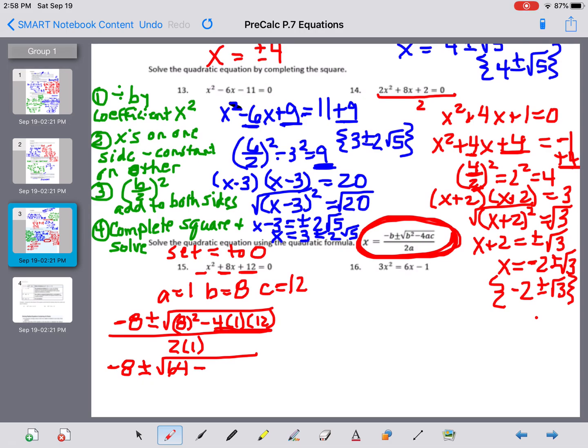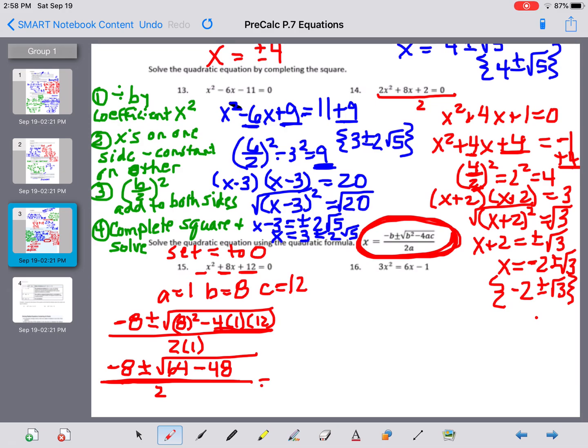And then I like to chunk the last 3 numbers together. These are all positive right now. 4 times 1 times 12 is 48. And I divide by the 2. Okay, and just a quick note. This division is the entire thing. It's not just the number outside. It's not just the number under the radical. It's the whole thing. Okay, so keep that in mind.